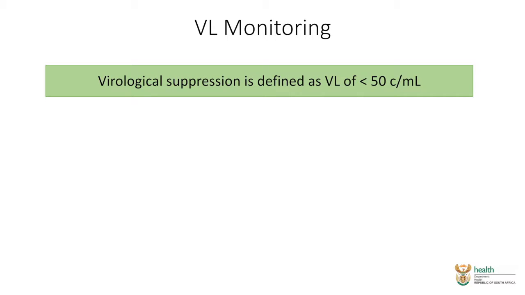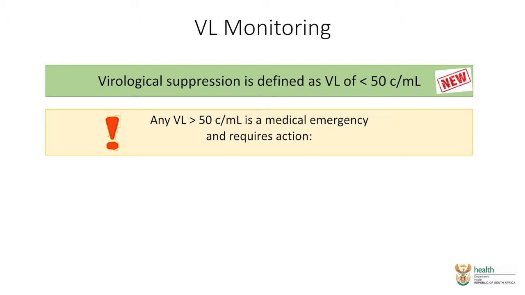Viral load monitoring. Now I'm going to go through this quite slowly through the diagram so that you all have a very clear picture of it, because you are going to be training from next week. So our virological suppression definition from now on is a viral load under 50. Okay. Any viral load over 50, we are calling a medical emergency and we require action. Gone are the days where we look at a high viral load and we just leave them. Okay? Viral load above 50 means action.